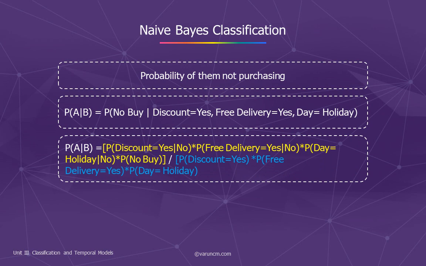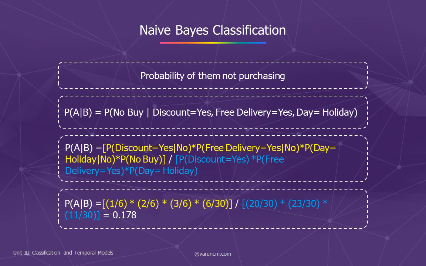I am separating this into separate groups using the same Bayes theorem. So probability of no buy given discount equal to yes, that I am splitting like this, which is mentioned using the yellow, divided by the entire combination of discount equal to yes, delivery equal to yes, and day equal to holiday. Now substituting the values, you get the value as 0.178.